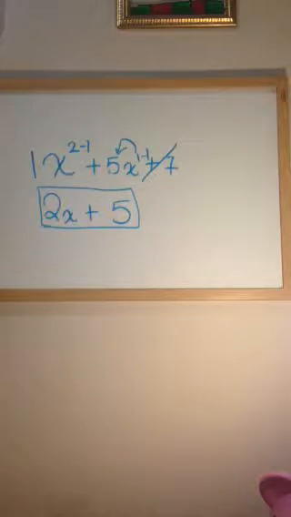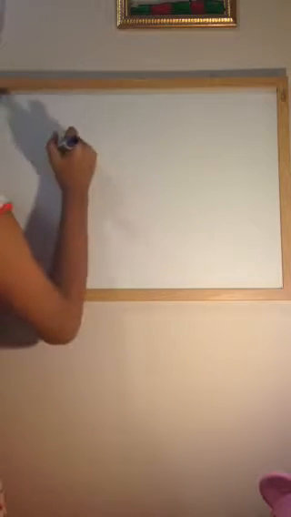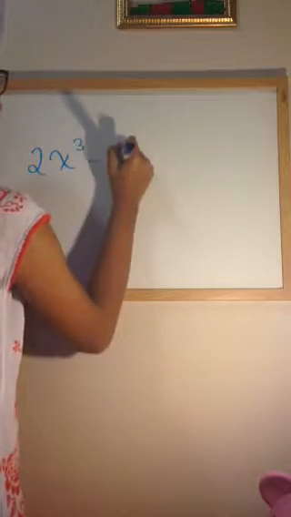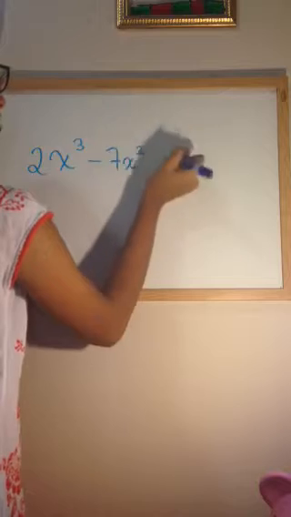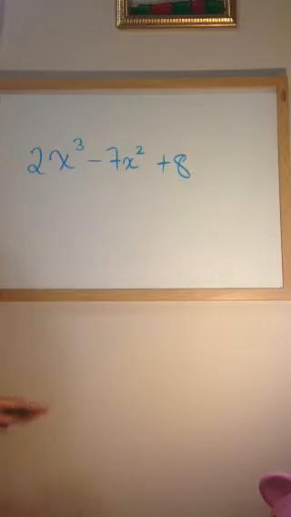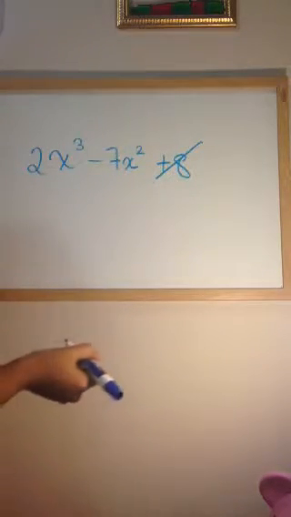So the next problem I'm going to show you is not a quadratic, slightly more complex, but same concept, same method. So for this, I'm going to use 2x to the 3rd minus 7x squared plus 8. So off the top, you already know to get rid of 8. It won't be necessary in the derivative.